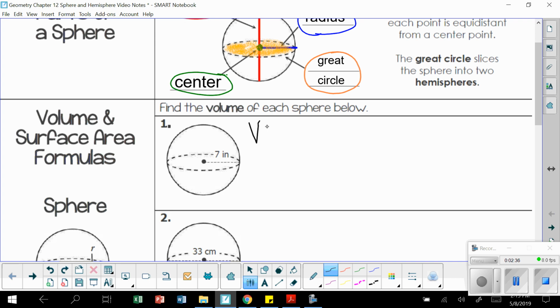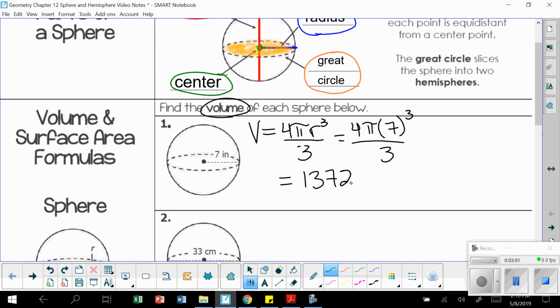So for number 1, again, write the formula out. What's the volume? Because it wants the volume, it's r cubed. You know your radius. You can literally put that right into your calculator. So I did this first, multiplied it by that. And let's make sure we round to the nearest hundredths or tenths. Let's do tenths. And it's inches.